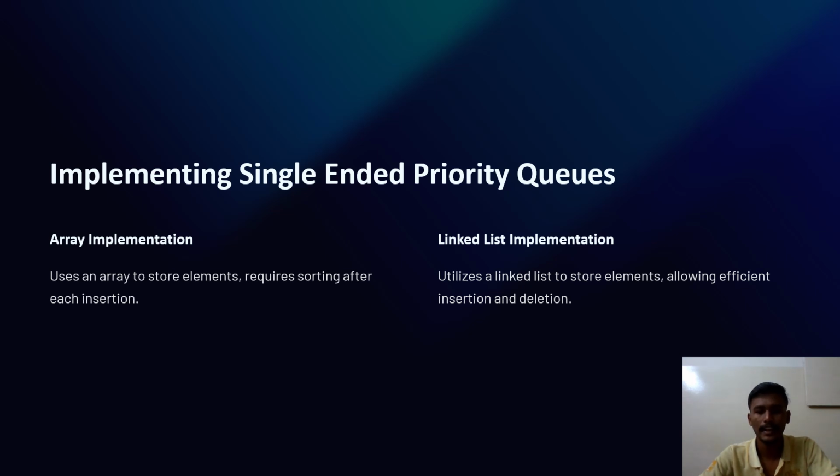Implementing single-ended priority queues: array implementation and linked list implementation. Array implementation uses an array to store elements and requires sorting after each insertion. Array implementation means it stores the elements of the same data type. A linked list utilizes a linked list to store elements, allowing efficient insertion and deletion.